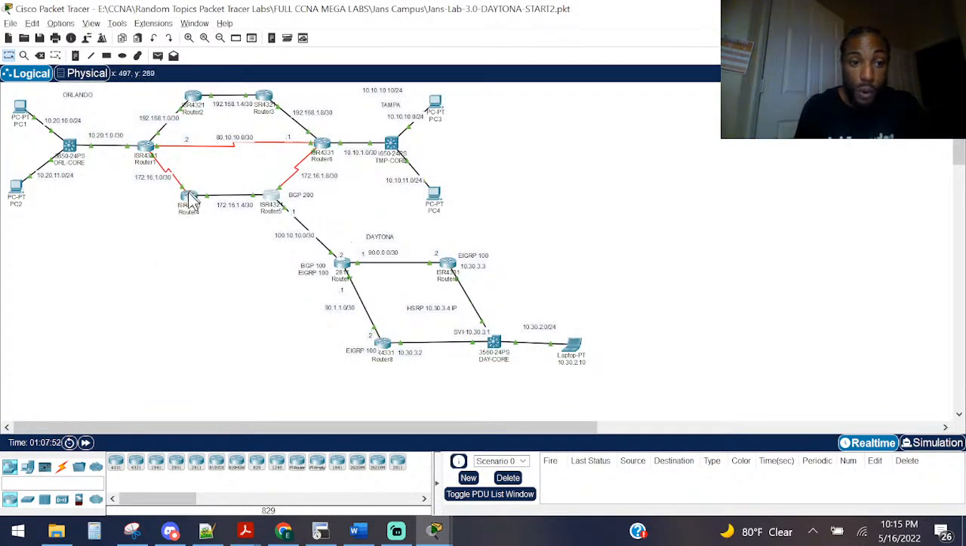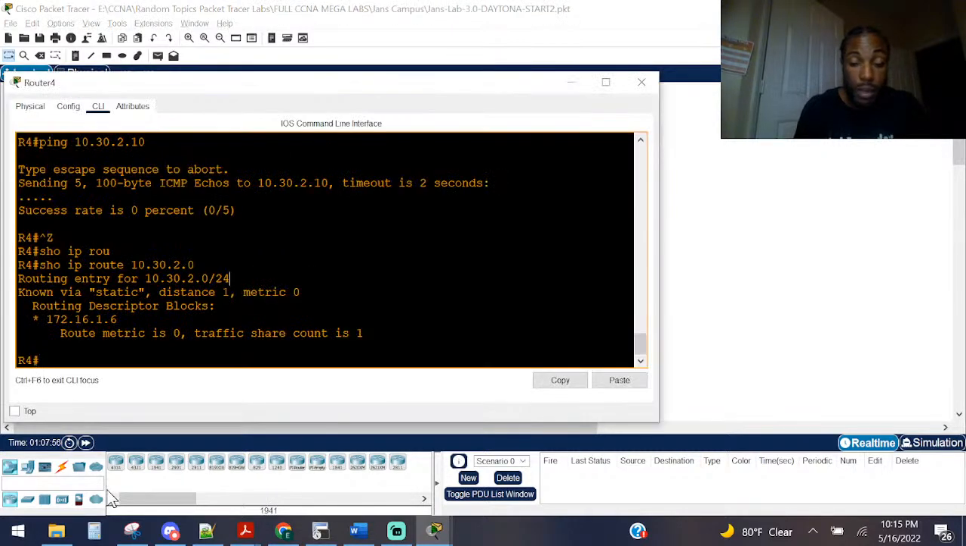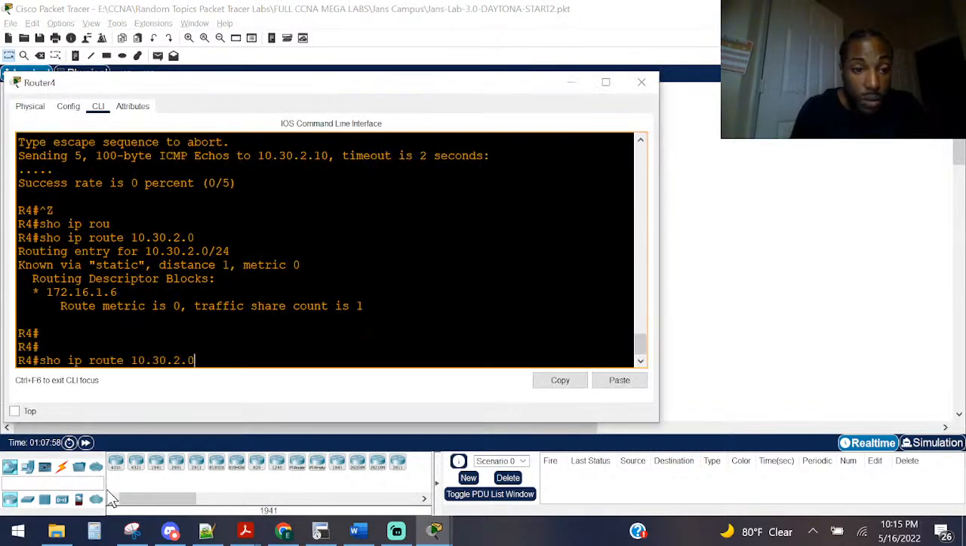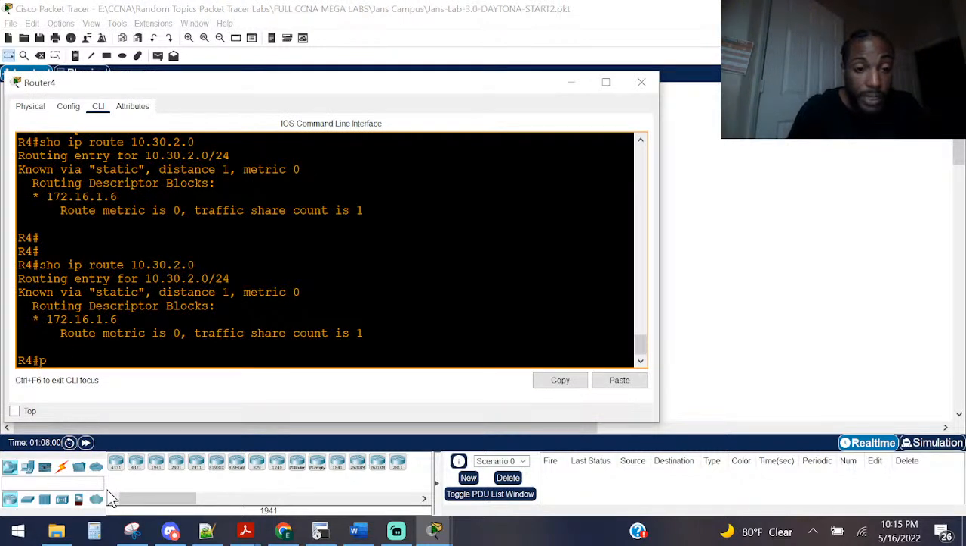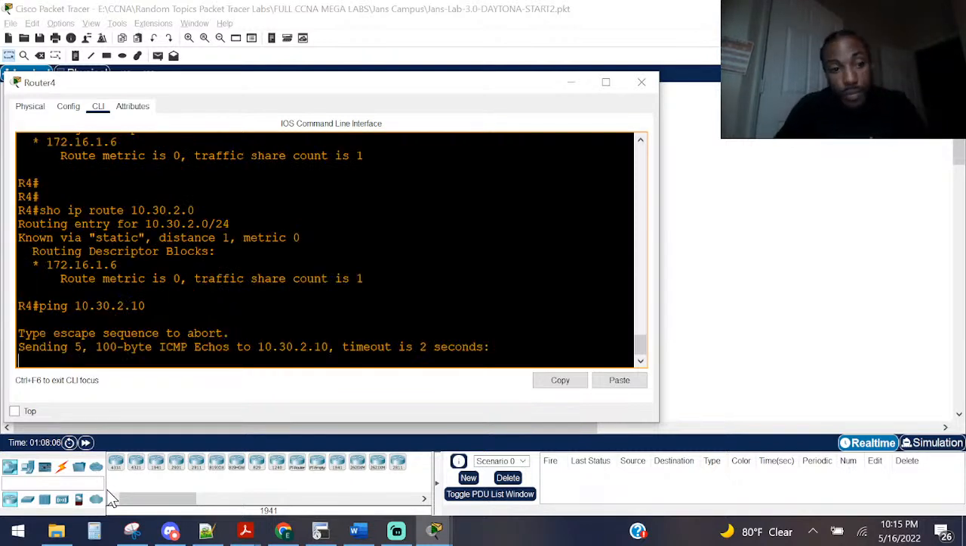But for some reason, router 4 can't ping that laptop. He knows how to get to router 5, so what's going on here? Anybody know? 10.30.2.0. He has a route to get there. Let's try to ping it again. Maybe that could be it. Maybe that's the reason. I don't know. 10.30.2.10. Something is wrong here.